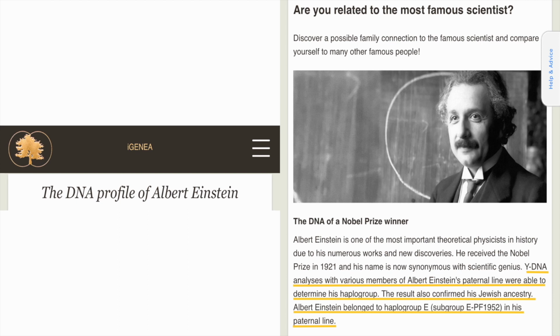According to iGenea, titled The DNA Profile of Albert Einstein, it reads, "DNA analysis with various members of Albert Einstein's paternal lineage were able to determine his haplogroup. The result also confirmed his Jewish ancestry. Albert Einstein belonged to haplogroup E, subgroup E-PF1952 in his paternal lineage."